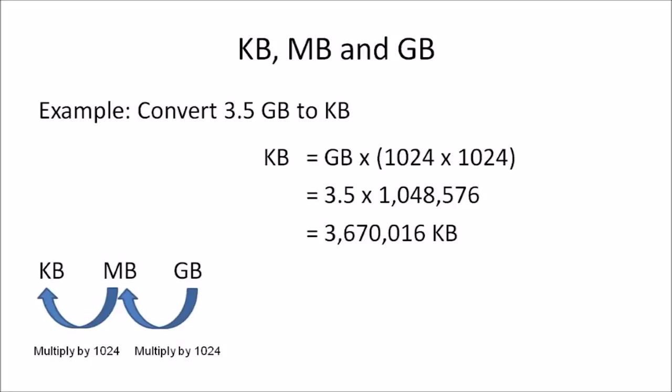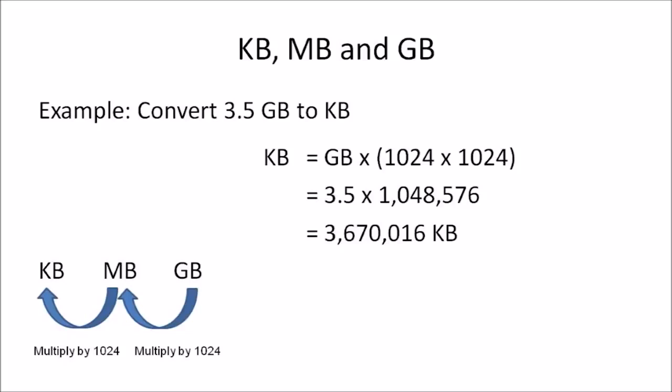In this example, convert 3.5 gigabytes to kilobytes, right? So now we are converting gigabytes to megabytes and then to kilobytes, right? The formula becomes kilobytes is equal to gigabytes multiplied by 1024 multiplied by 1024, right? I've put the 1024 in brackets so we can calculate that first and then multiply it with the gigabyte amount. And why are we using two 1024s? Simply because we first need to convert it to megabytes and then convert it to kilobytes, right? So we multiply by 1024 twice.